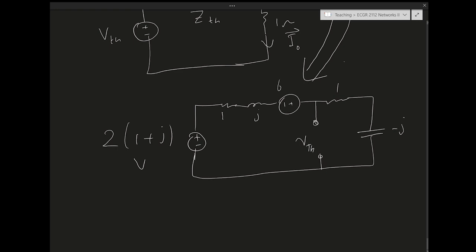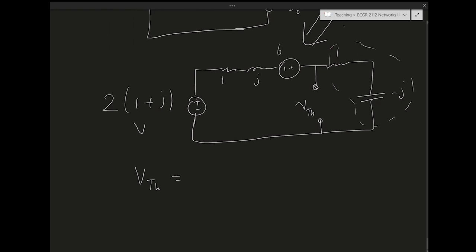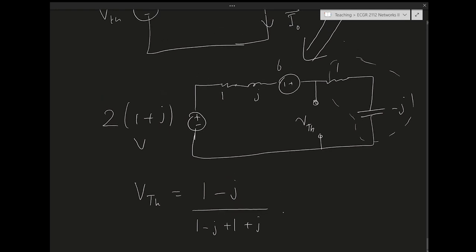So let's apply the voltage divider. In this case, V Thevenin is going to equal the voltage across this impedance, right? So it's going to be 1 minus J over the total impedance, which is 1 minus J plus 1 plus J, times the voltage. What's the voltage in this case? The voltage in this case is going to be 6 plus 2 times (1 plus J). I have to sum up this voltage source and this voltage source to get the total voltage source.